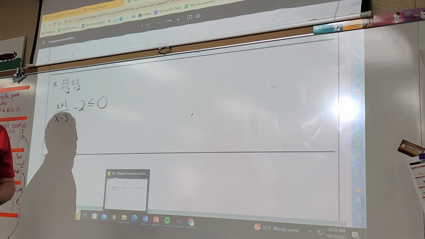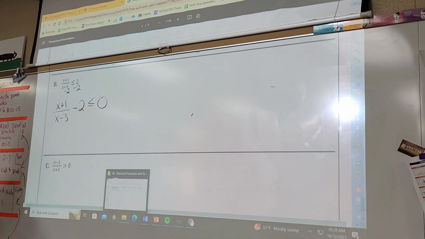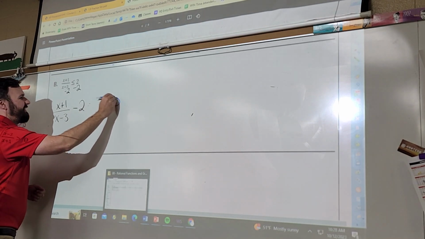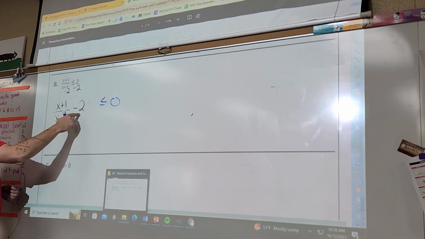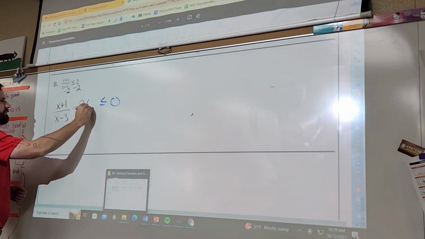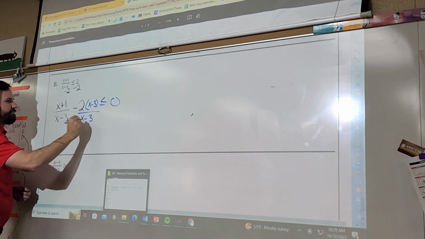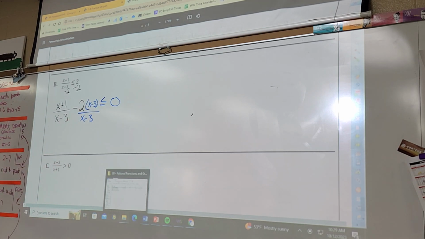But we still can't do it yet. We can't test point it yet. We have to do common denominators. What does this have that this doesn't have? Because we need to make it into a rational function. Right now it's not.